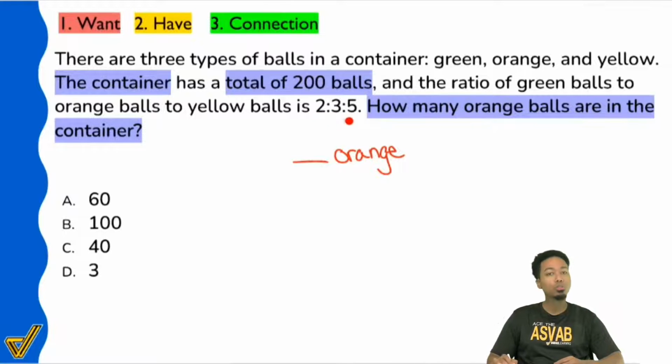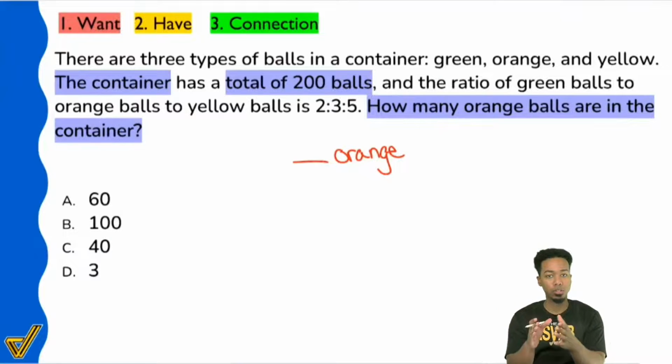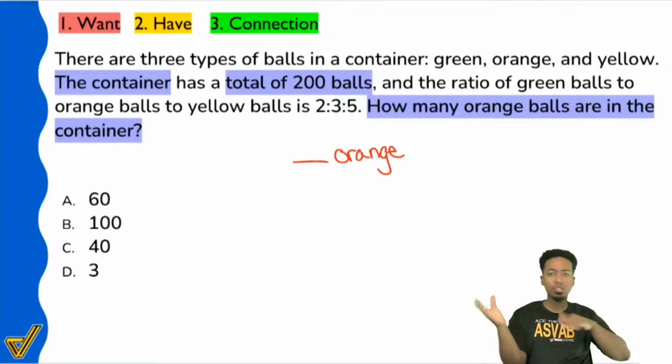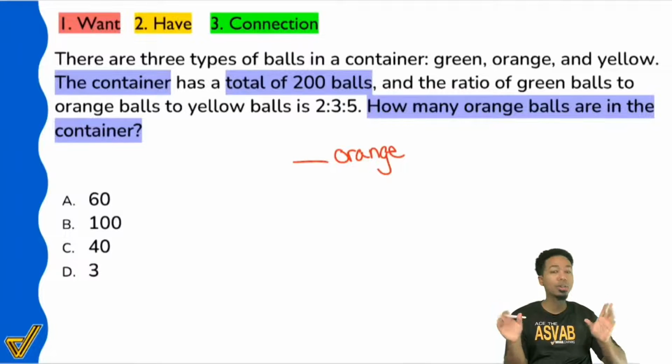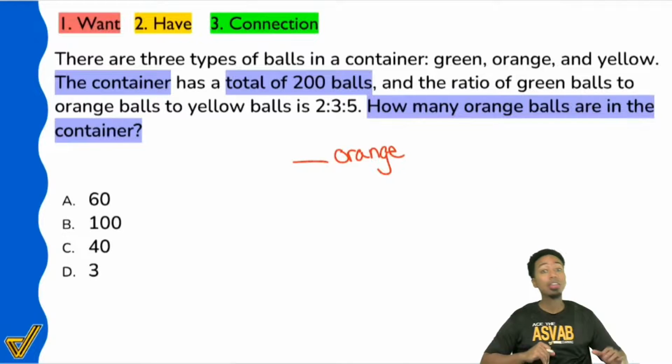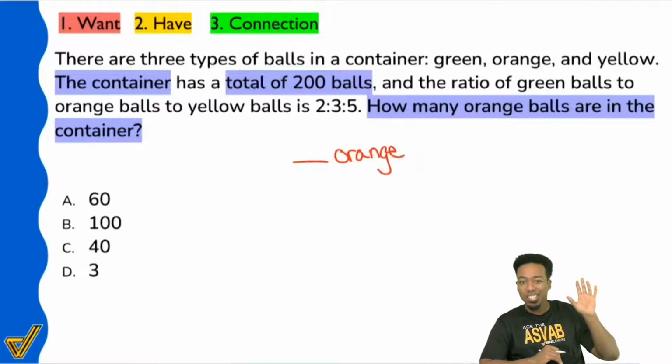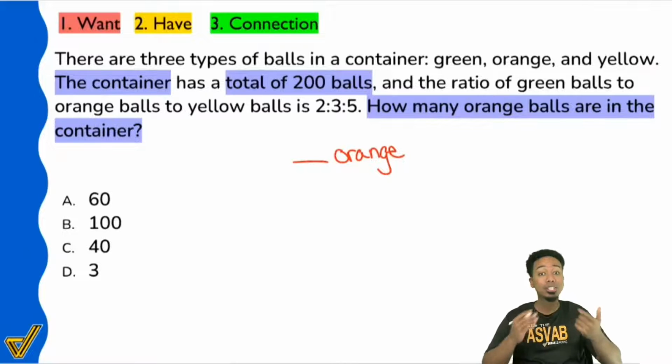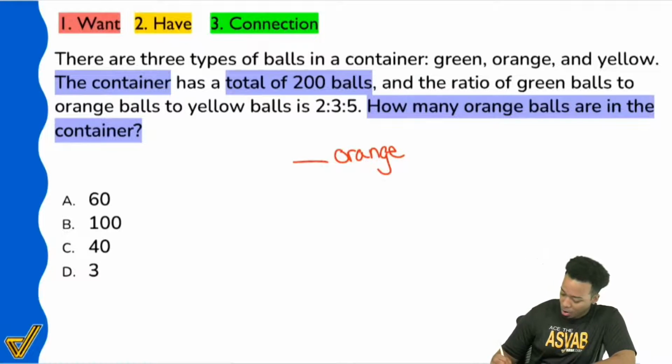When we're talking about this 2, 3, and 5 right over here, that's the ratio of green, orange, and yellow. But again, ratio is the comparison between the parts. The number of balls in the container is a physical amount. So those are 2 different ideas. They're still going to be compared the same way for sure, but those are 2 different ideas. The ratio is that one comparison, and the actual number of balls in the container is the other comparison. And so that's how I know I can compare blank orange to 200 total.